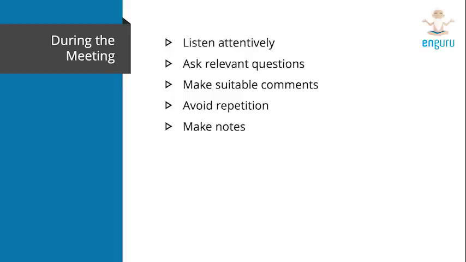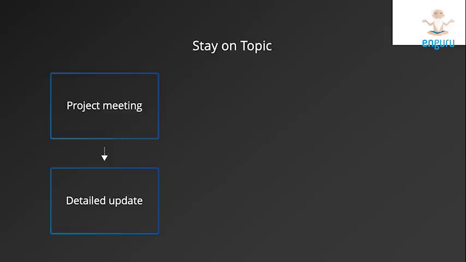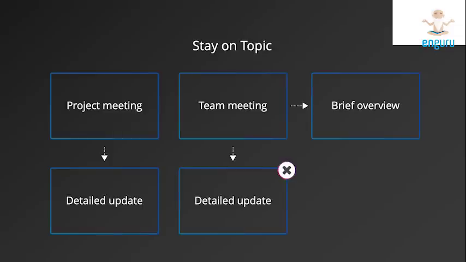Be alert so that you are aware of what the others have said so that you can avoid repetition. It also helps to take notes during the meeting. Don't derail the meeting by going off topic. For example, if you're attending a team meeting in which you have to give a brief overview about the work that you're doing, don't start discussing every risk or issue that you're facing in the project. Such a detailed discussion would perhaps be relevant in a project meeting, but not at a team meeting.